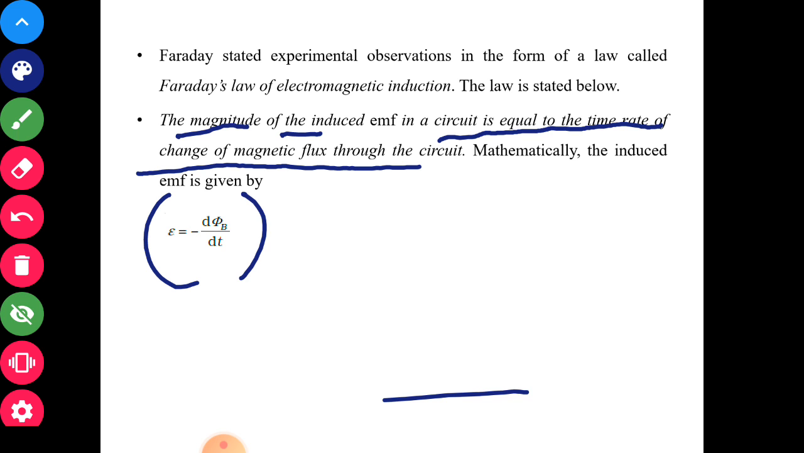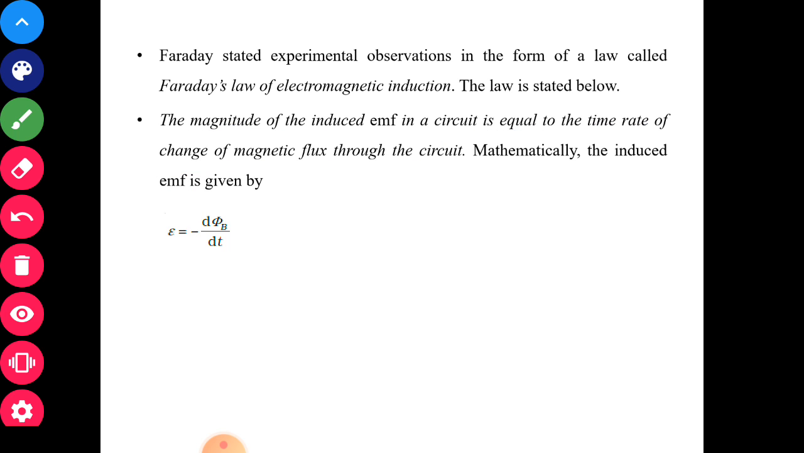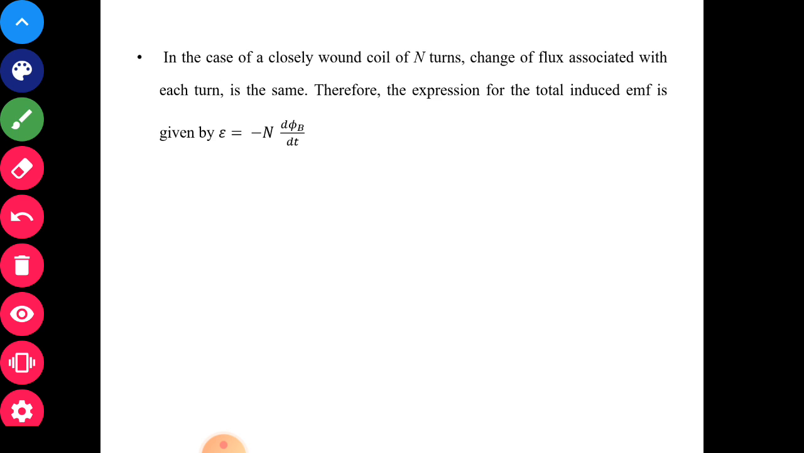Mathematically it can be written as E, that is electromotive force, is equal to minus d phi b by dt. Phi b is the magnetic flux, so the rate of change of magnetic flux gives you the electromotive force. Here a negative sign has come. That negative sign is because of Lenz's law, which is discussed in the next topic. The negative sign shows Lenz's law.